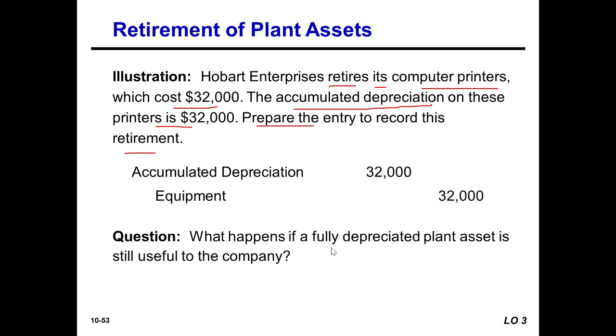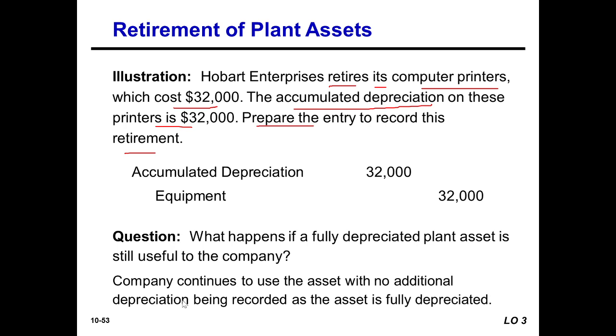Question: what happens if a fully depreciated plant asset is still useful to the company? The very simple answer is that the company continues to use the asset with no additional depreciation being recorded, as the asset is fully depreciated.